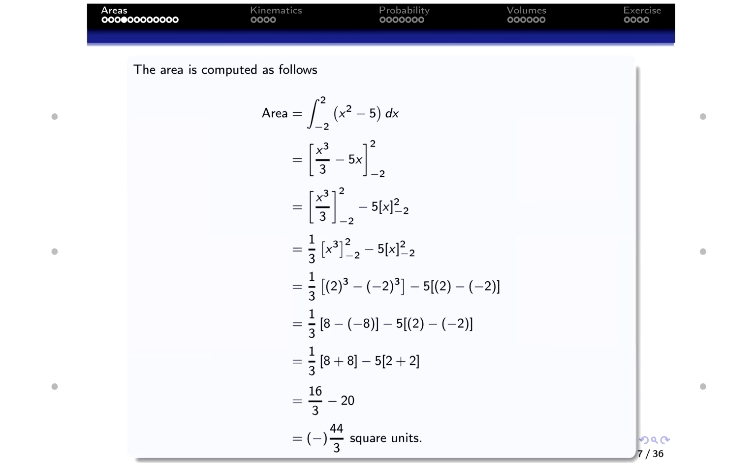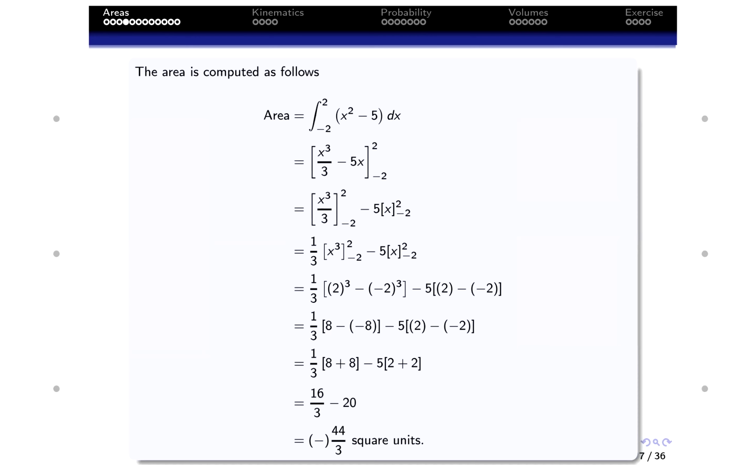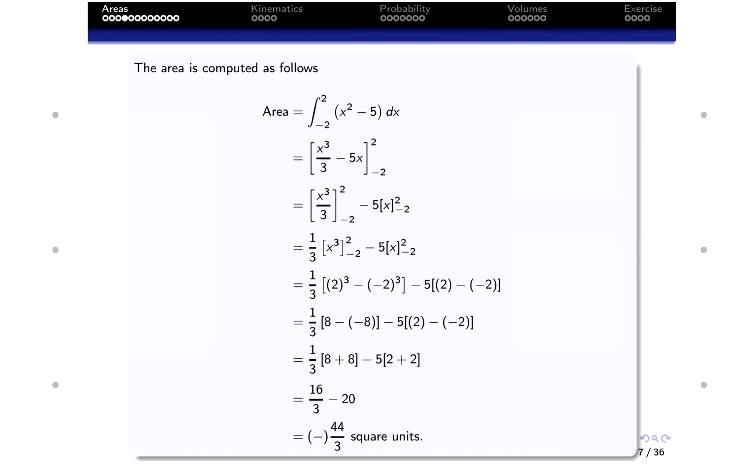So the area is computed as follows. You have the integral from minus 2 to 2 of the function f of x, which is x squared minus 5 dx. That's pretty easy. Integrate x squared, you get x cubed over 3. Then integrate 5, you get 5x, between minus 2 and 2.